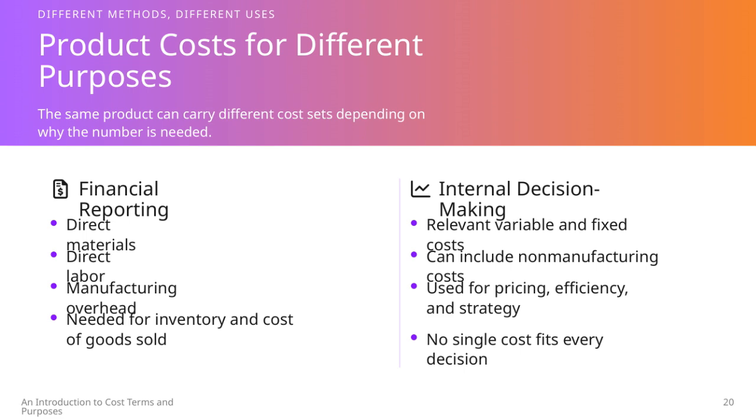Here, we consider relevant variable and fixed costs, and sometimes non-manufacturing costs are included as well. This approach helps with pricing decisions, assessing efficiency, and shaping overall strategy. The key takeaway is that there isn't a one-size-fits-all cost figure. The way we measure costs changes depending on what decision we need to support. Understanding this distinction ensures we use the right cost information for the right purpose.